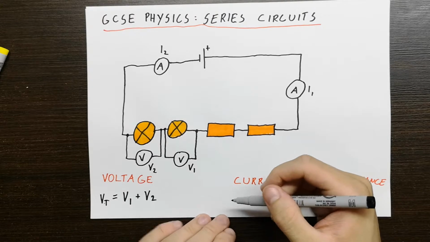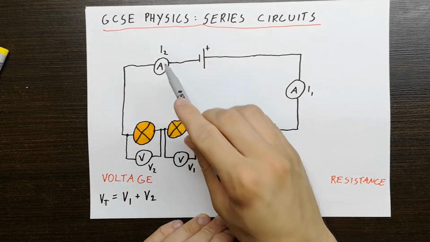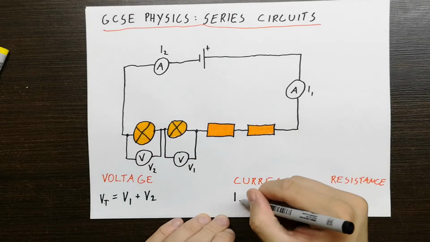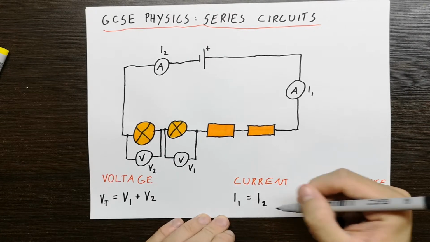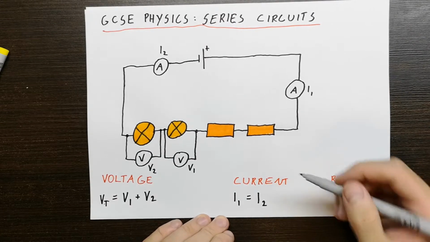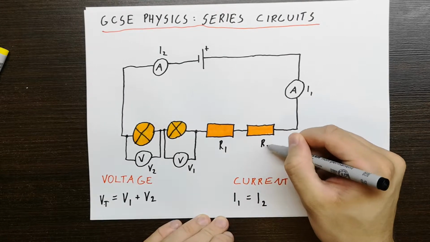So here we can express this as such, that current is the same here as it is here. So I1 is equal to I2. Now, sorry, I'll just add these quickly here to explain that.